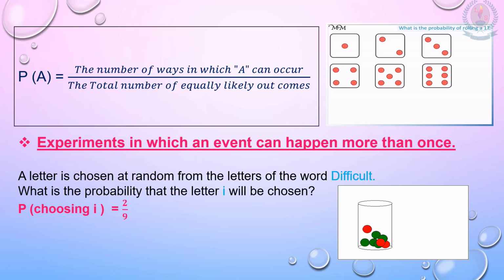Then you can see an example here. There's a cylinder. In that cylinder, there are green and red marbles. The ratio of the red marbles to the green marbles is 3:5. So the probability of selecting a red marble: there are altogether 8, so the probability of choosing a red marble is 3/8.